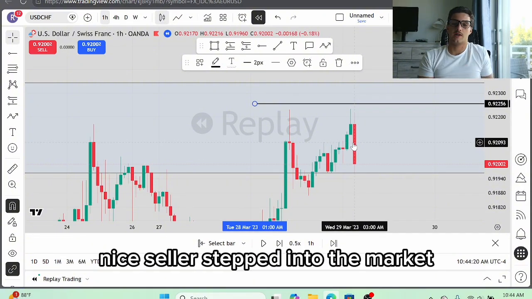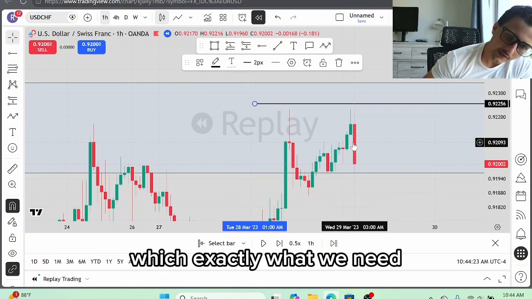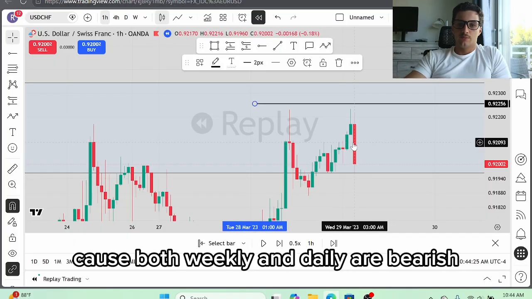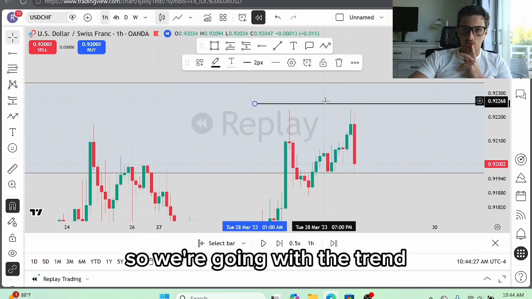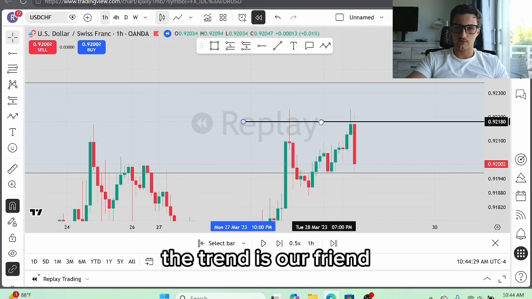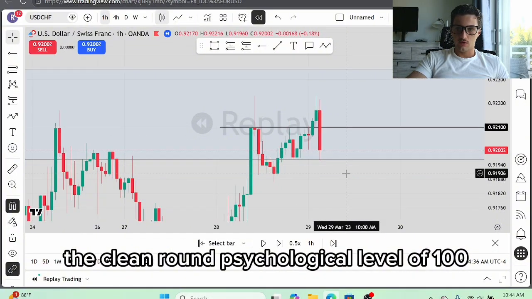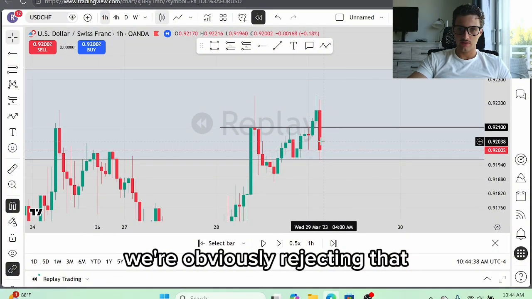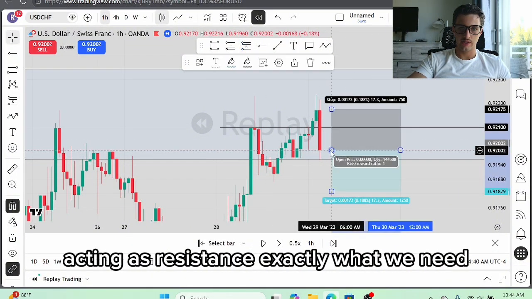Nice, a seller stepped into the market, which is exactly what we need, because we are selling, because both weekly and daily are bearish. So we're going with the trend. The trend is our friend. The clean round psychological level of 100. We're obviously rejecting that, acting as resistance, exactly what we need.